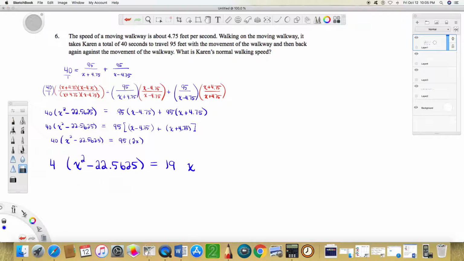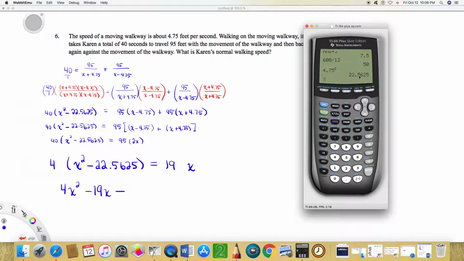Alright, so let's distribute. This is a quadratic equation, and let's get this guy in standard form. So let's distribute the 4, and we've got 4x squared. I'm going to take away 19x, and then 4 times this next term. Let's use the calculator. Let's multiply that by 4. 90.25.